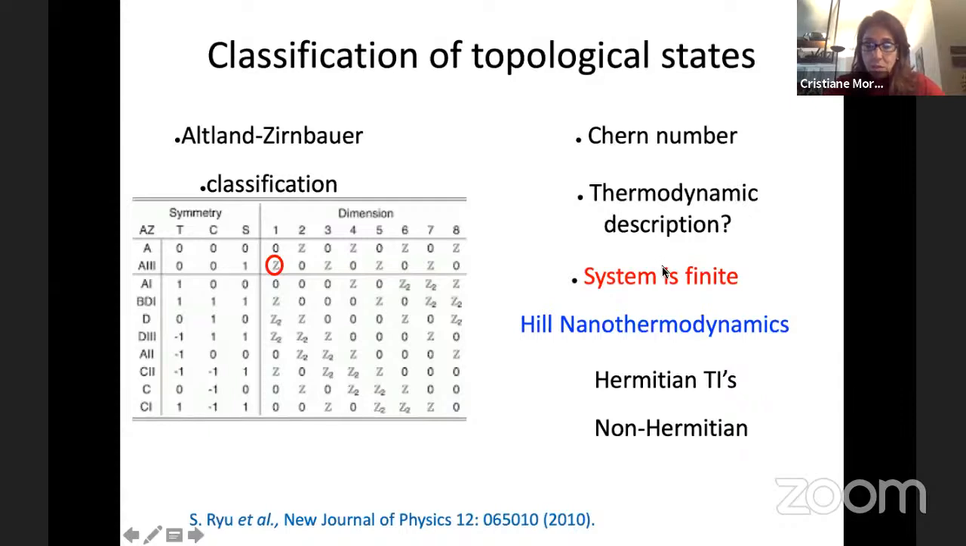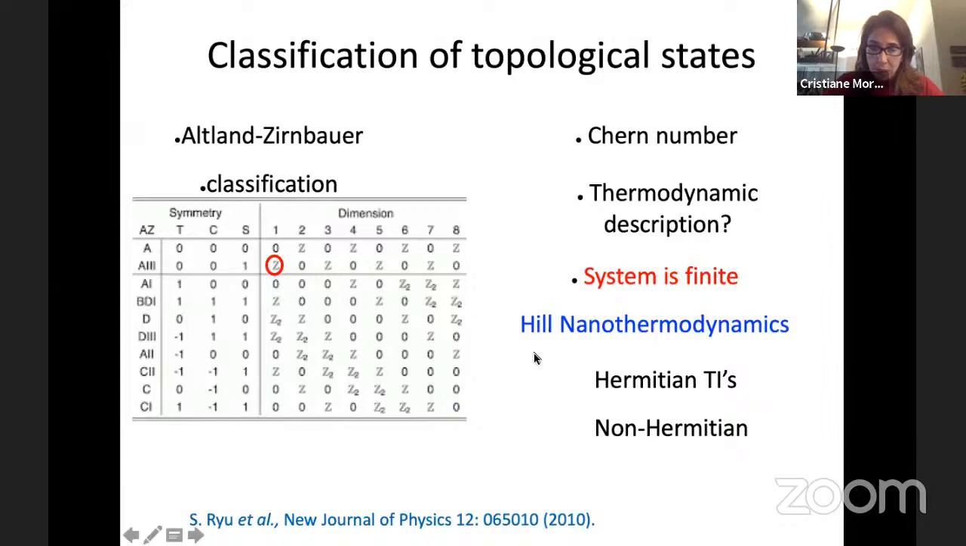We had two problems. One is that the system is finite. So what is the meaning of thermodynamic limit? And because of that, we were inspired by the so-called Hill nanothermodynamics that allows us to treat finite size systems. And today, as I said, we are going to generalize the things we did from Hermitian systems to the non-Hermitian case.